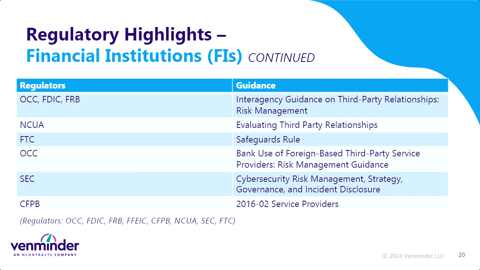Great, so let's take a quick look at some of these regulators and their specific guidance. The OCC, FDIC, and FRB put all their guidance together and replaced it with a single interagency guidance on third-party relationships. We have the National Credit Union Association, which has their own guidance. The FTC has the Safeguards Rule. The OCC also has the bank use of foreign third-party service providers. We have the SEC with the cybersecurity risk management, governance and incident disclosure guidance, and the CFPB, which has their own guidance about service providers.